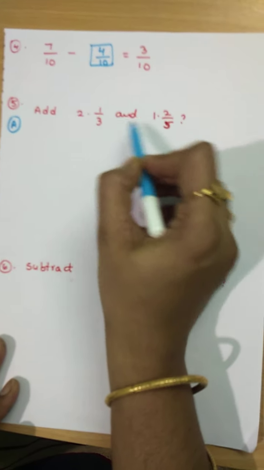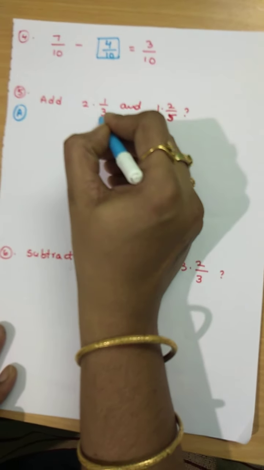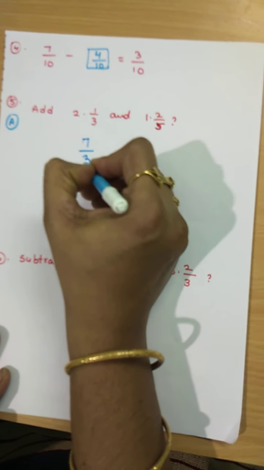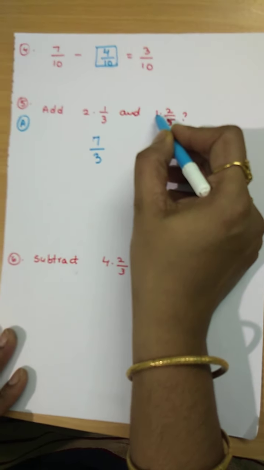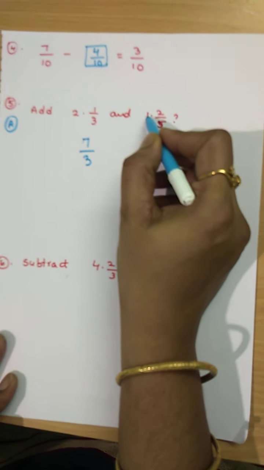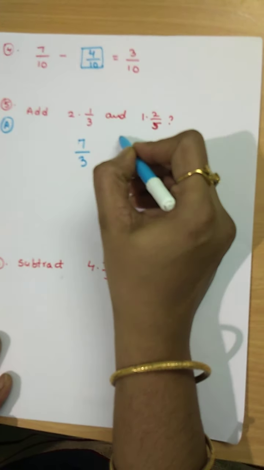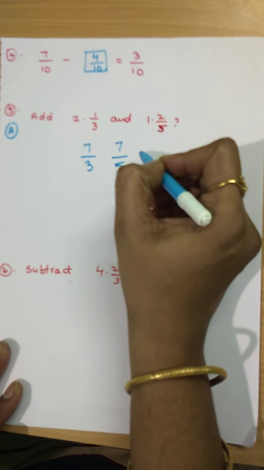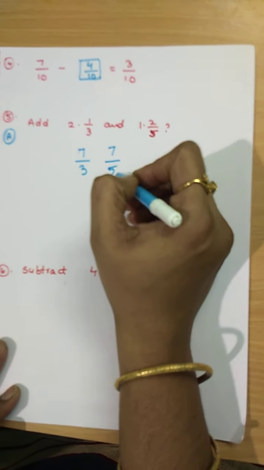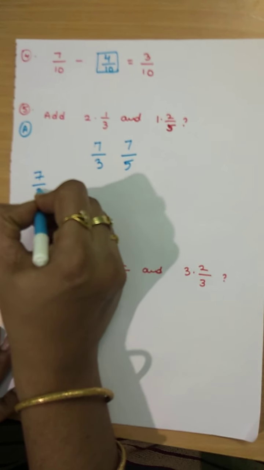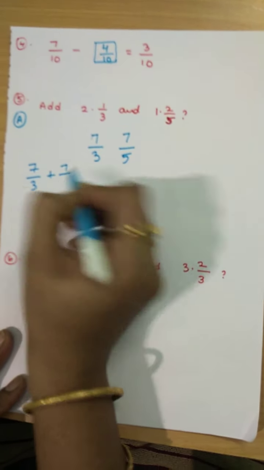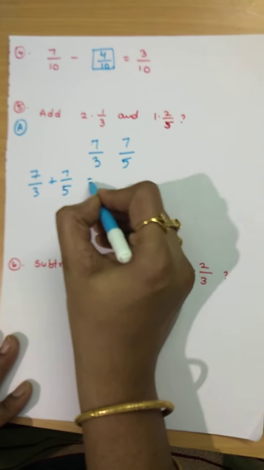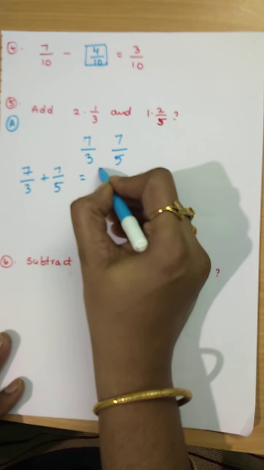Now we are going to change the mixed fractions into improper fractions. 3 into 2, 6. 6 plus 1, 7. 7 divided by 3. Here 5 into 1, 5. 5 plus 2, 7. 7 divided by 5. So we need to add 7 divided by 3 plus 7 divided by 5.